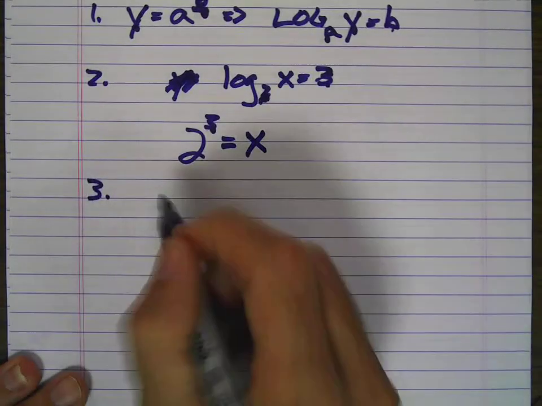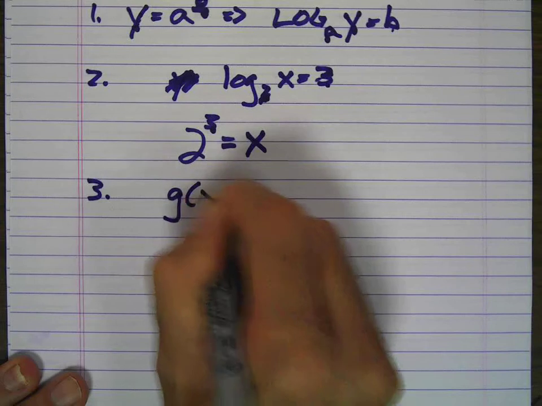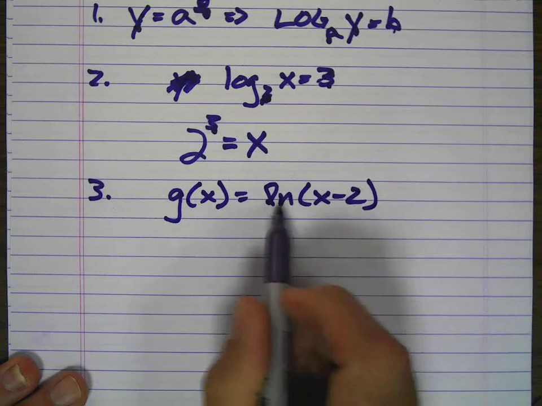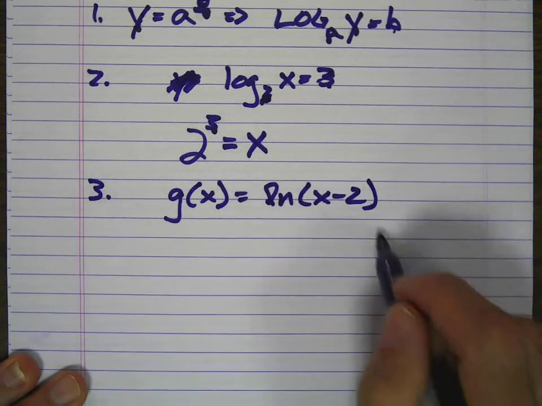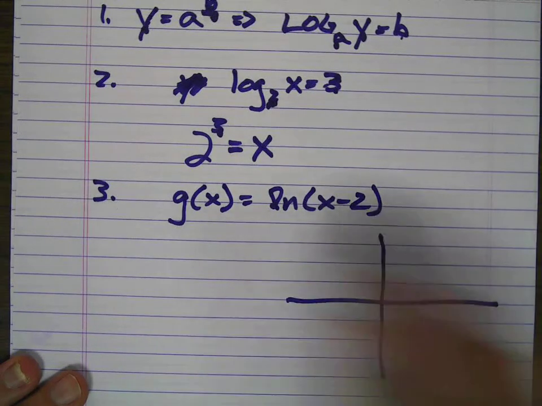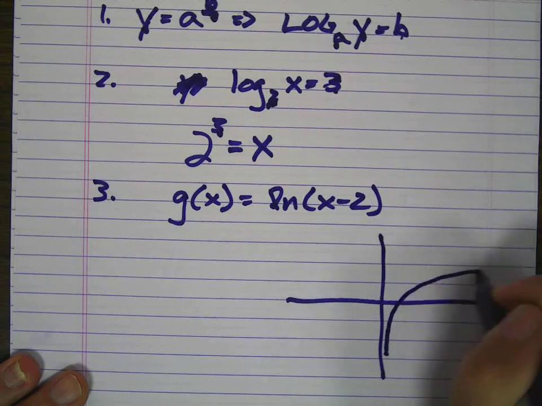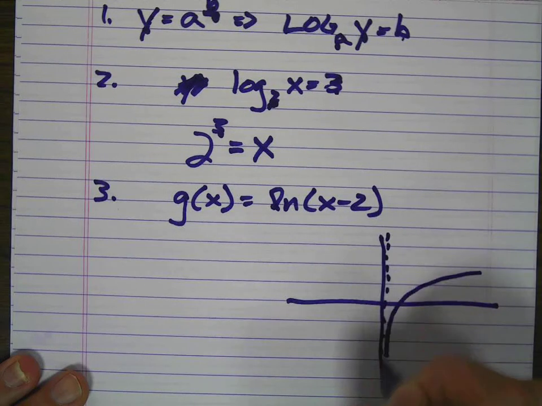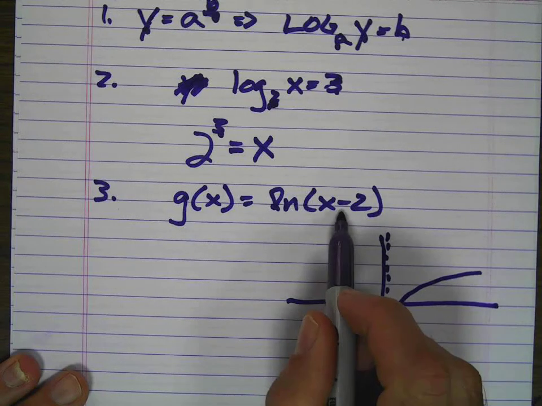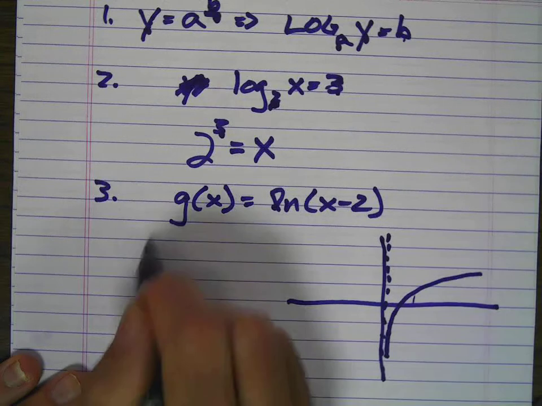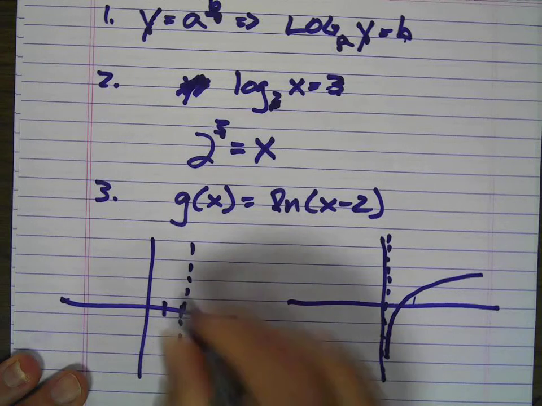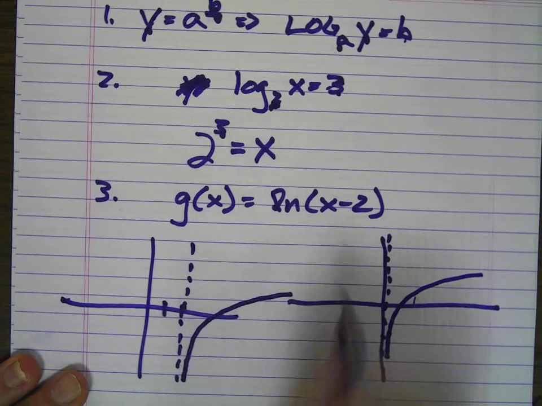Number 3, what is the domain of the function g of x equals ln of x minus 2? So this is a graph. If you imagine this graph, normally the logarithmic graph looks something like this. It has a vertical asymptote at 0, but this minus 2 inside translates this graph 2 units to the right. So this curve is going to end up looking like this. 1, 2. There'll be a vertical asymptote at 2, and the graph looks like that.